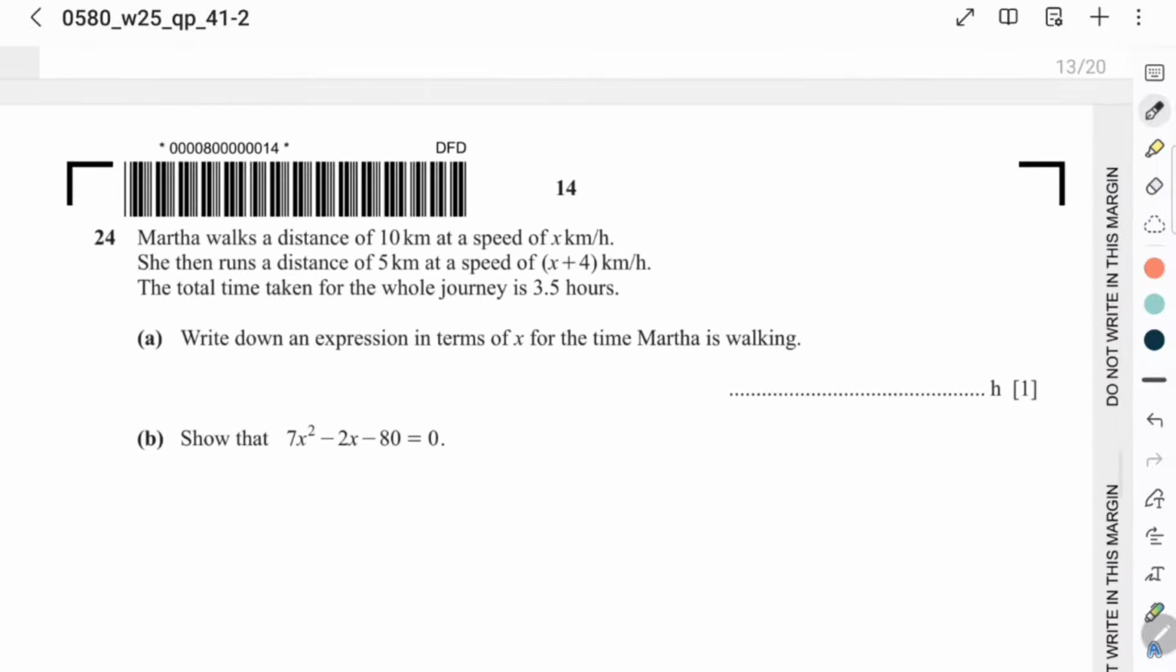Alright, go to the next question, question number 24. Martha walks a distance of 10 kilometers at a speed of x kilometers per hour, and she runs a distance of 5 kilometers at a speed of x plus 4. The total time for running and walking together is given as 3.5 hours. Write the expression in terms of x for the time Martha is walking. The time equals distance upon speed. For walking, the distance was 10 and the speed was x, so 10 upon x.